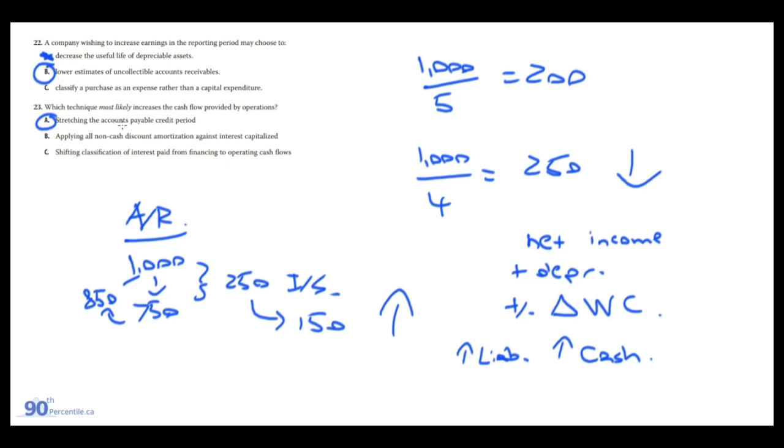But accounts payable is the exact same thing. If you're stretching your accounts payable period, so instead of paying your suppliers in 60 days, you're paying in 90 days, you're going to accrue more accounts payable, which would increase your liability, which increases your cash.